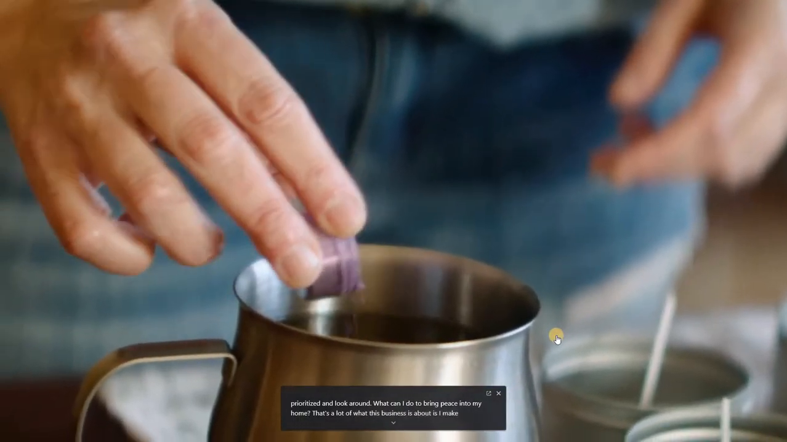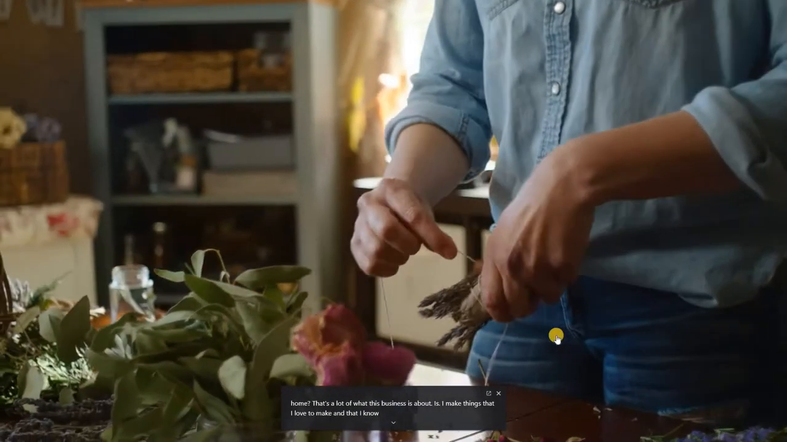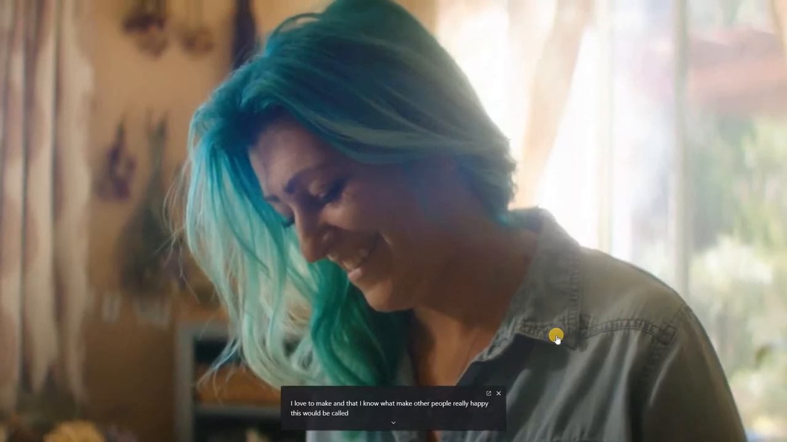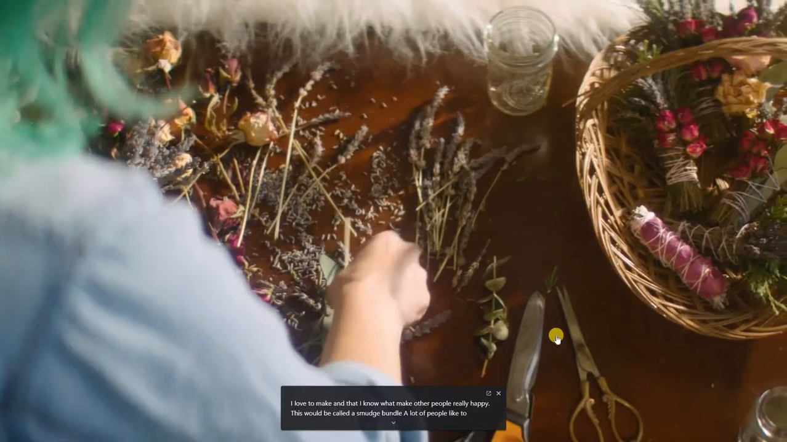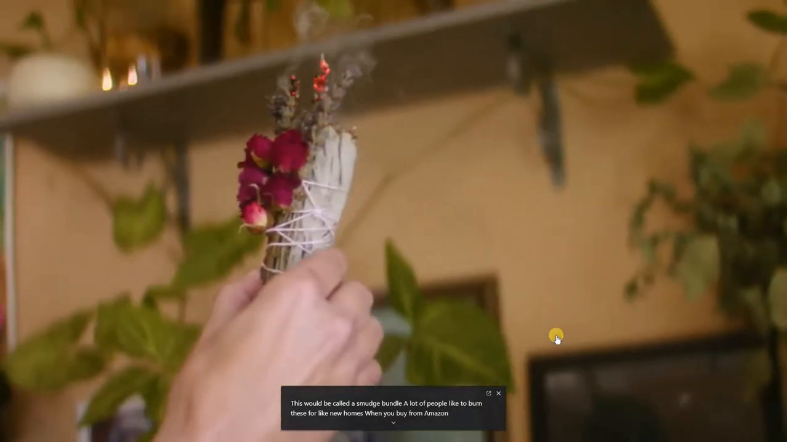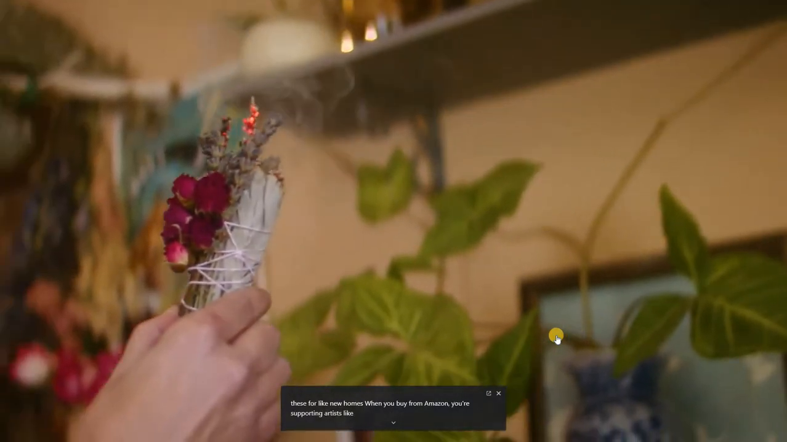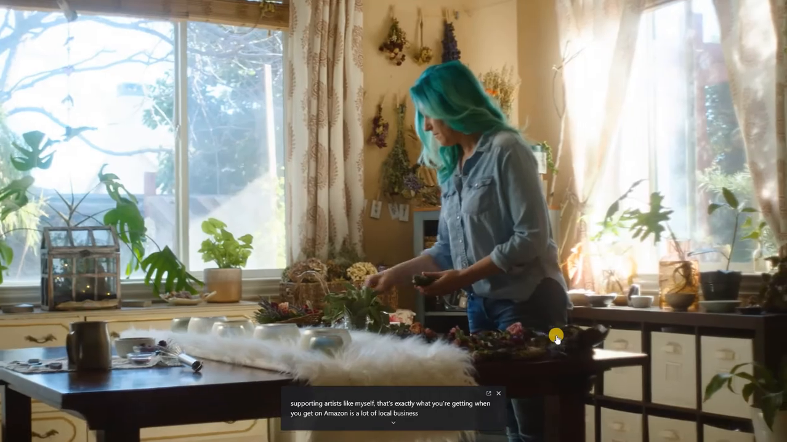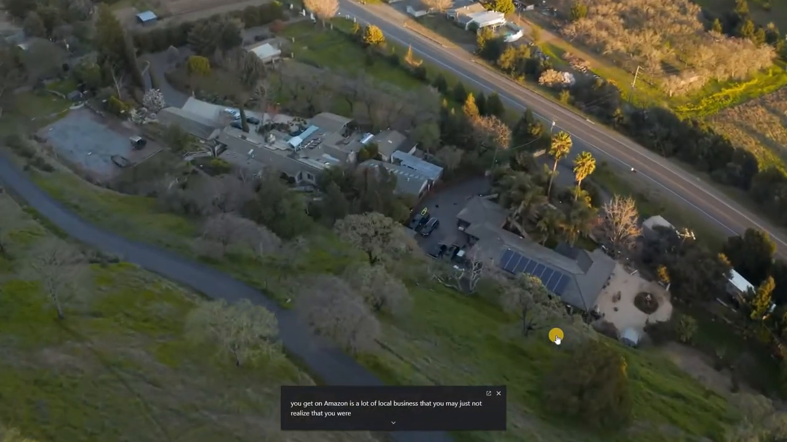That's a lot of what this business is about, is I make things that I love to make and that I know make other people really happy. This would be called a smudge bundle. A lot of people like to burn these for like new homes. When you buy from Amazon, you're supporting artists like myself. That's exactly what you're getting when you get on Amazon, is a lot of local business that you may just not realize that you were getting.